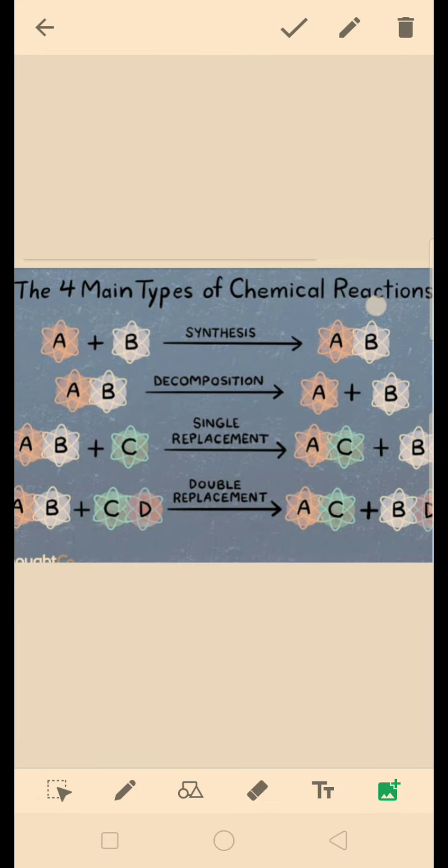Today in this video we are going to learn about the main types of chemical reactions. As you can see, there are four main types of chemical reaction: combination, also known as synthesis reaction, then decomposition, single replacement and double replacement. So let us see these reactions one by one.